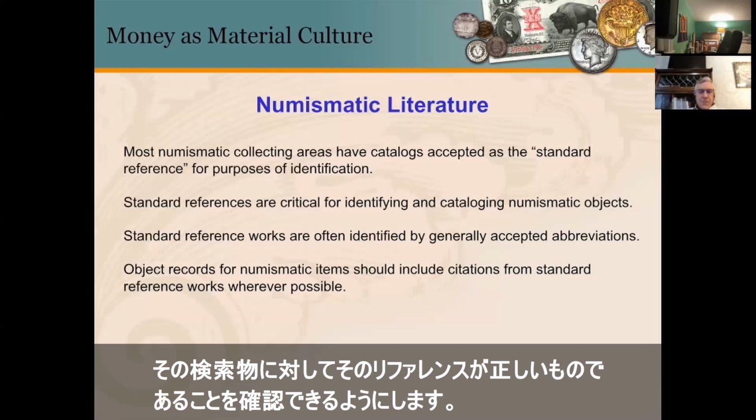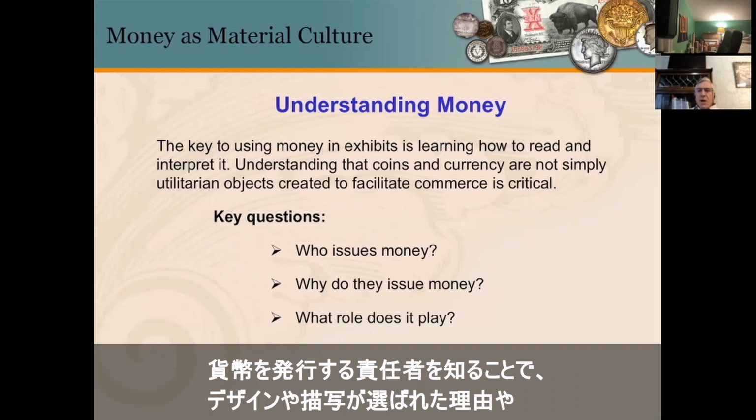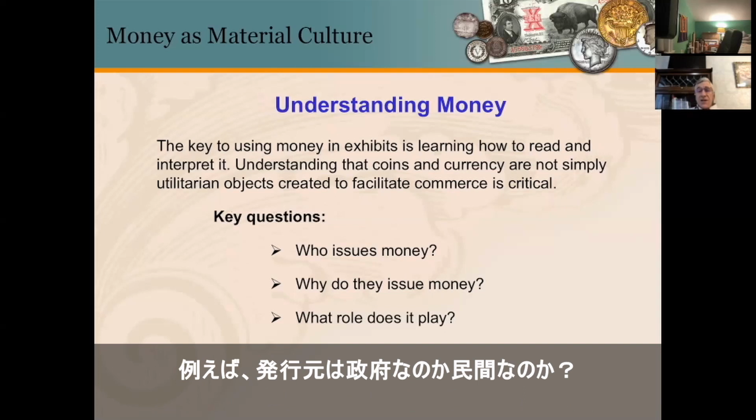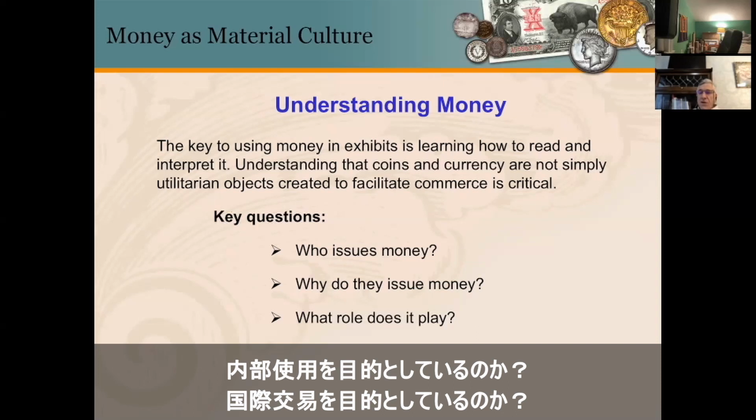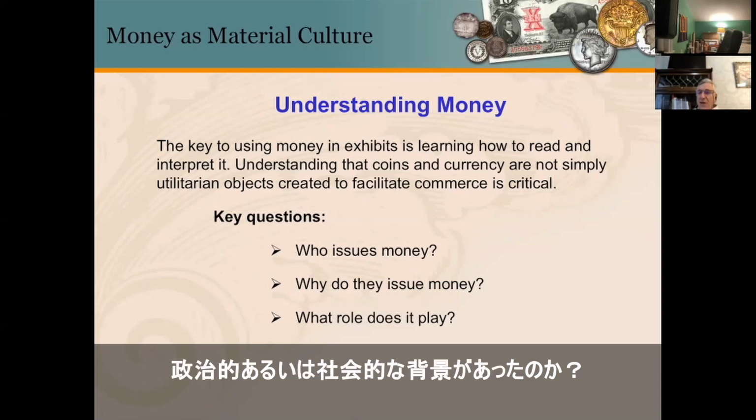The answers to these questions provide an understanding for how money was used at any given period of time. Knowing who was responsible for issuing money gives insights into why the designs and inscriptions were chosen, what they were intended to say, and who their audience was. An example is the issuing authority: a government or a private entity? Is the money intended for purely economic use, for internal use, or for international trade? Is it issued to meet the needs of an emergency, or is it a regular part of currency? Did it have a political or social context?